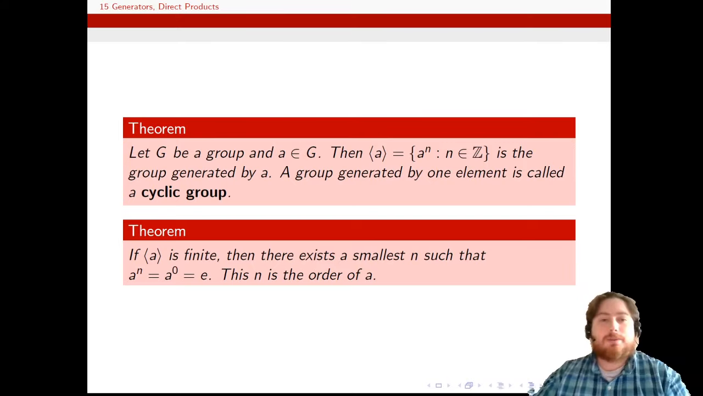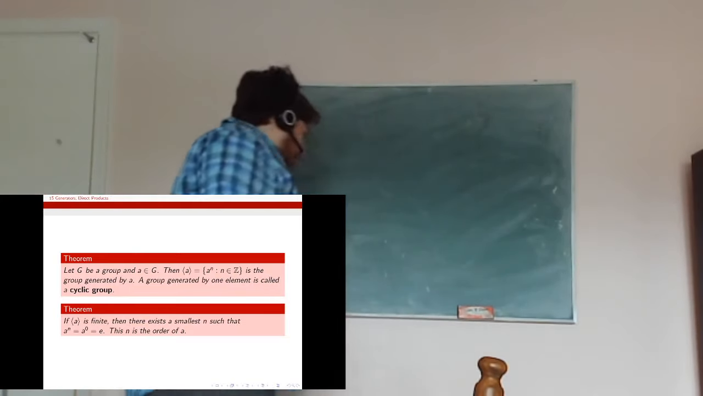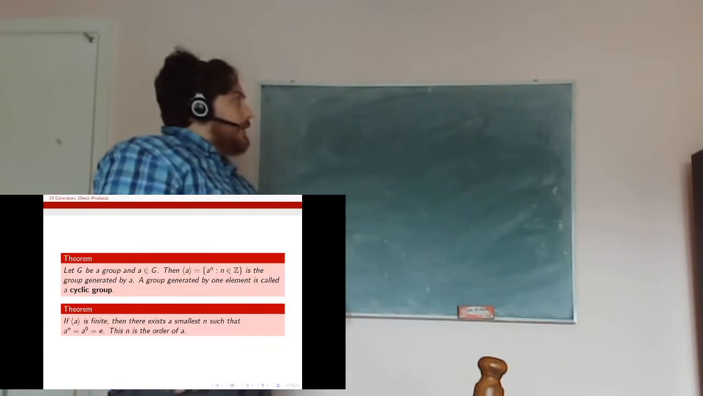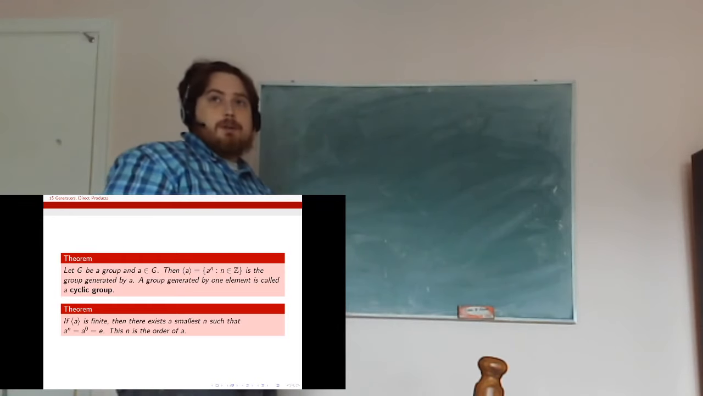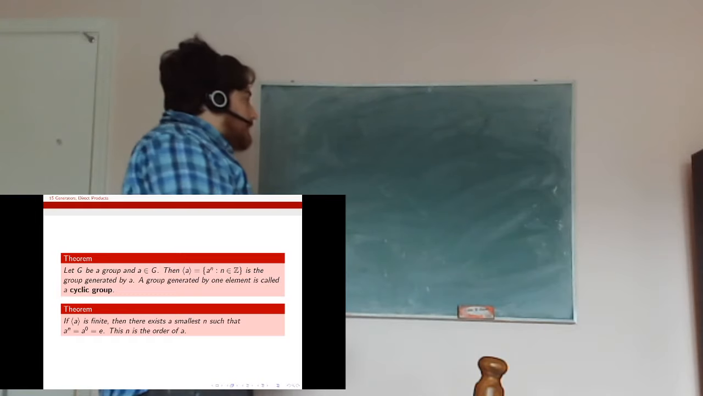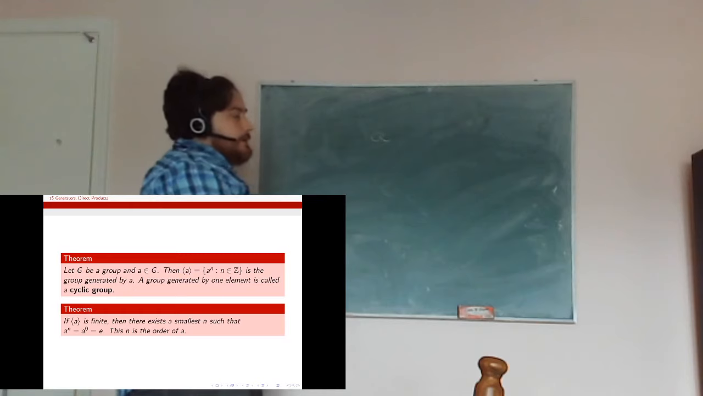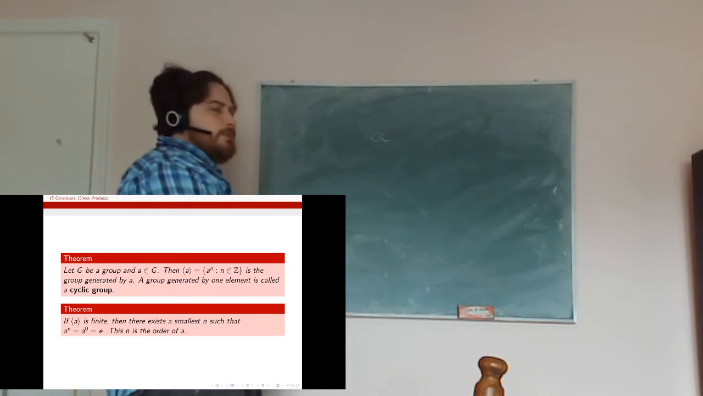What I want to do is just look at this and make sure that if I have a as an element in a group, the group generated by that would look like what I claimed it did, and that if it's a finite group, it's going to end up like I claim it did, where some a to the n is equal to the identity. So the first thing to point out is that notice that a is in my group. So what were the properties of the group? Do you guys remember those?